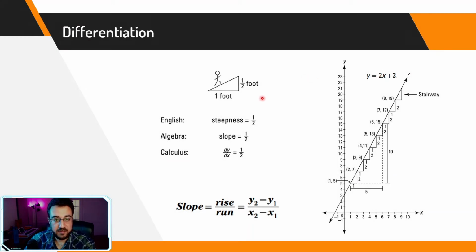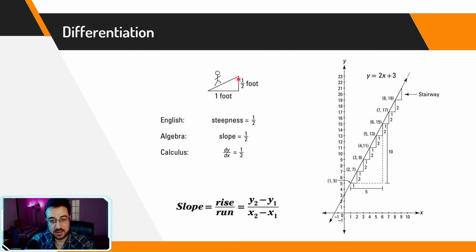So again, we have this triangle. We have the base of 1 foot, and we have the vertical line of it as 0.5 foot. Now in English, we call it steepness. In this case, the steepness is 0.5 or half. While in algebra, we call it a slope. So the curve that the stickman is moving on is called a slope.